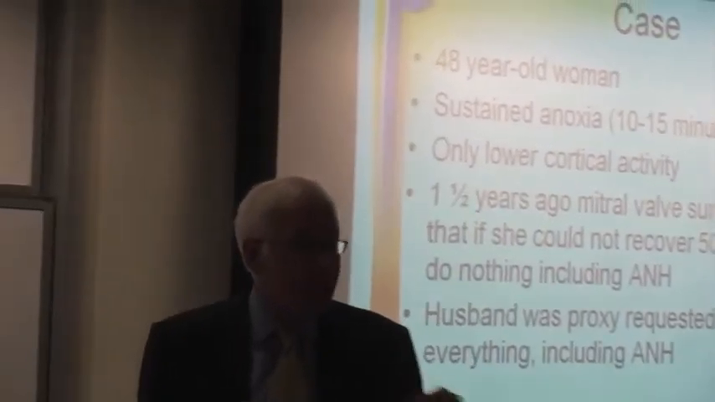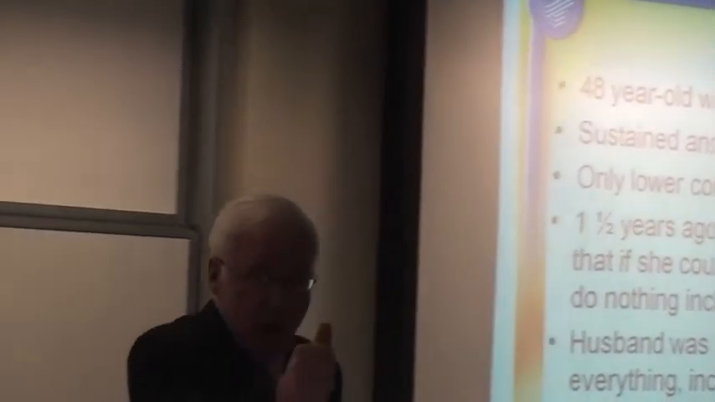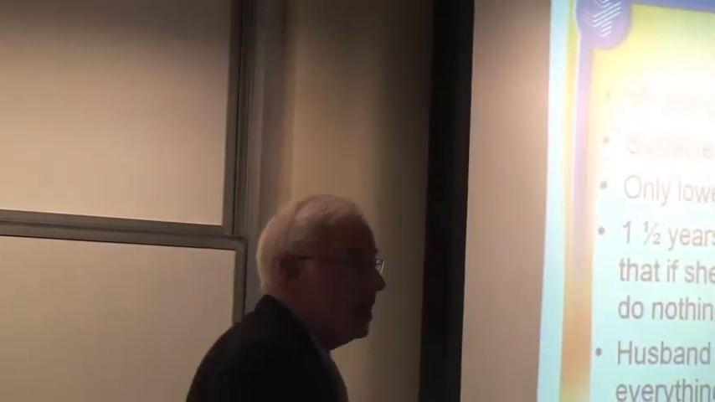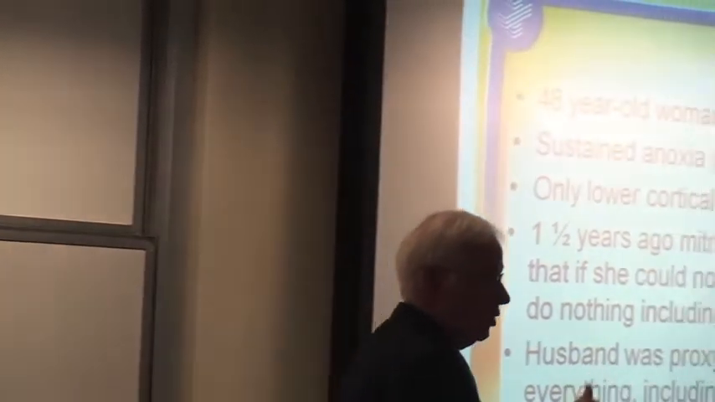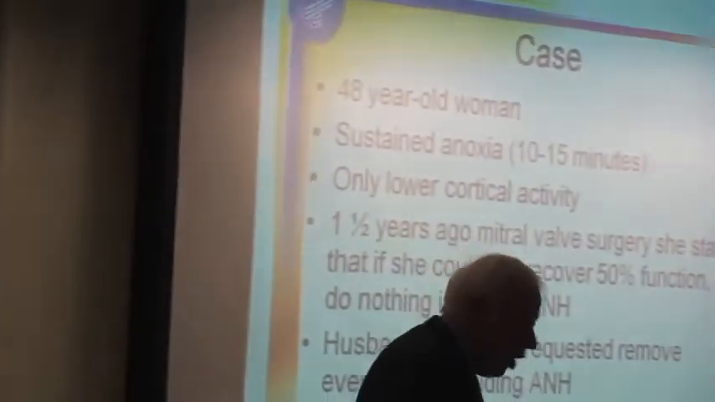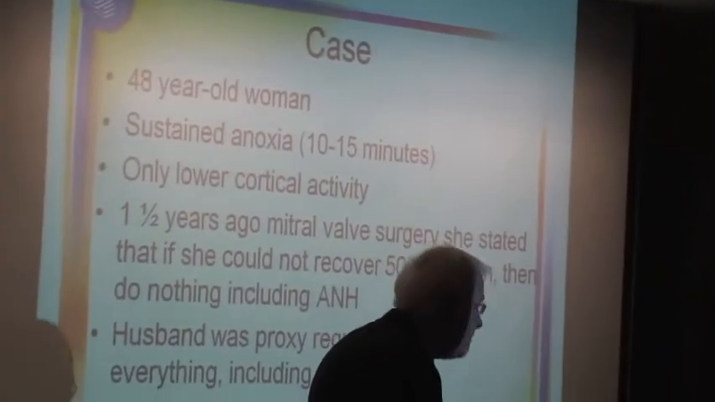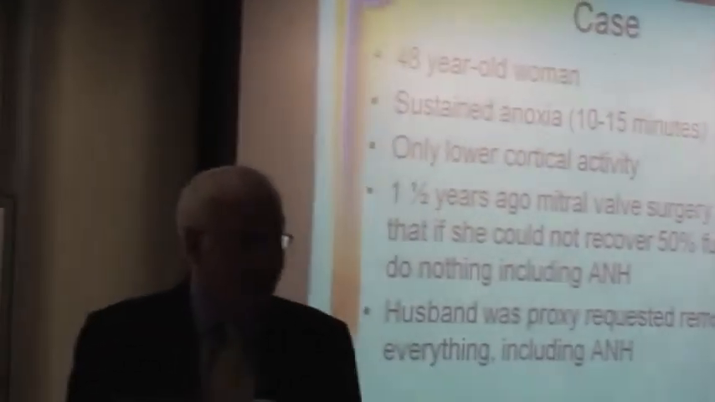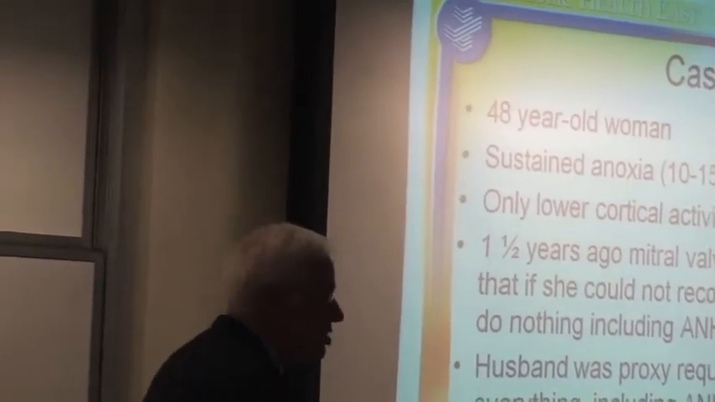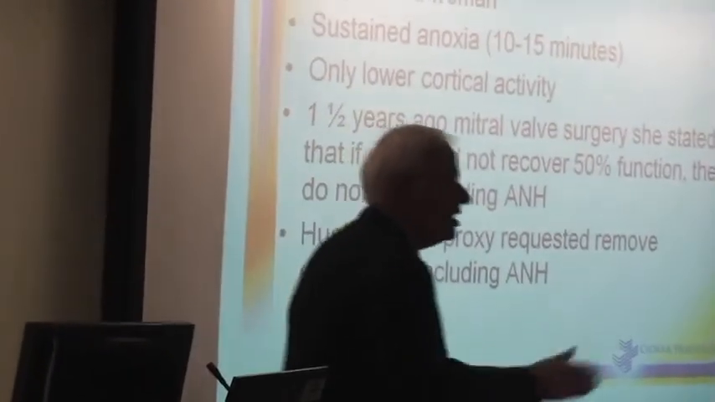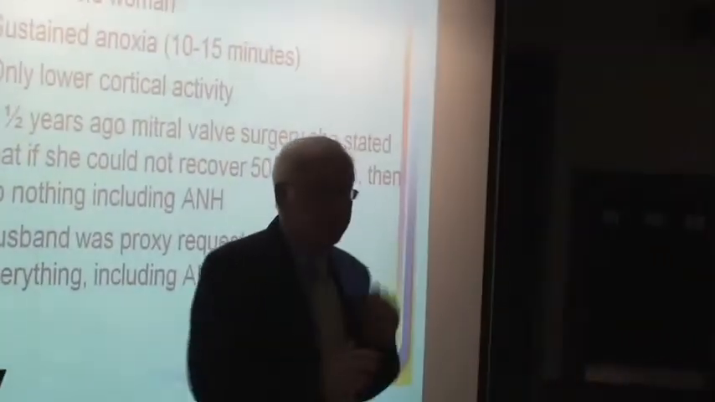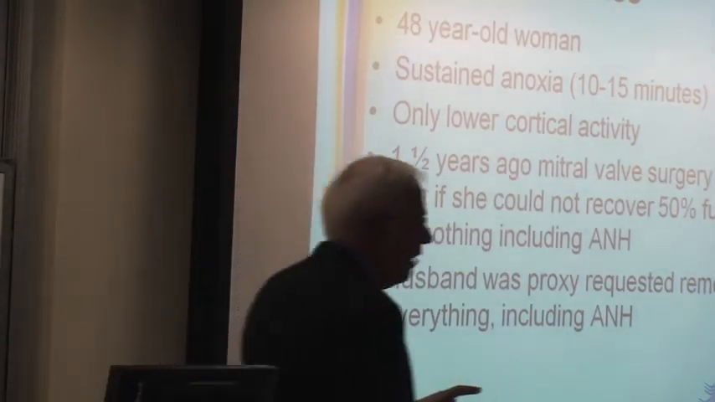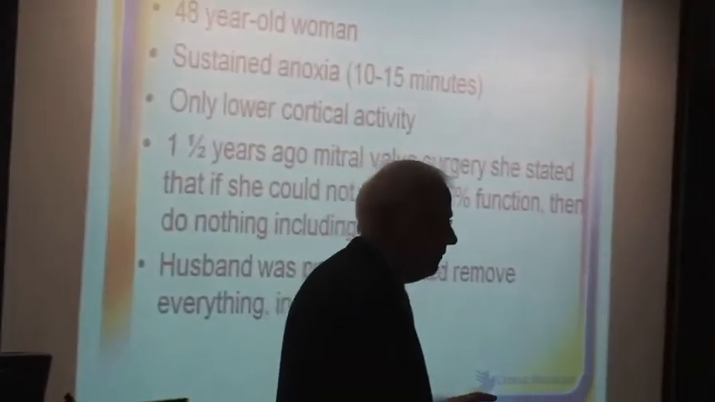Now, the general rule of thumb here is that for every minute you're anoxic, not getting any oxygen, you lose 10% of your functioning. Her husband sees her and rushes to the phone to get EMS, and they don't come for another 8 minutes or so. So now this woman has been anoxic at least 15 minutes, and by the 10-minute rule, she's in significantly bad shape. They bring her over to our institution. She had said, if anything happens and I can't regain 50% of my functioning, then stop everything.